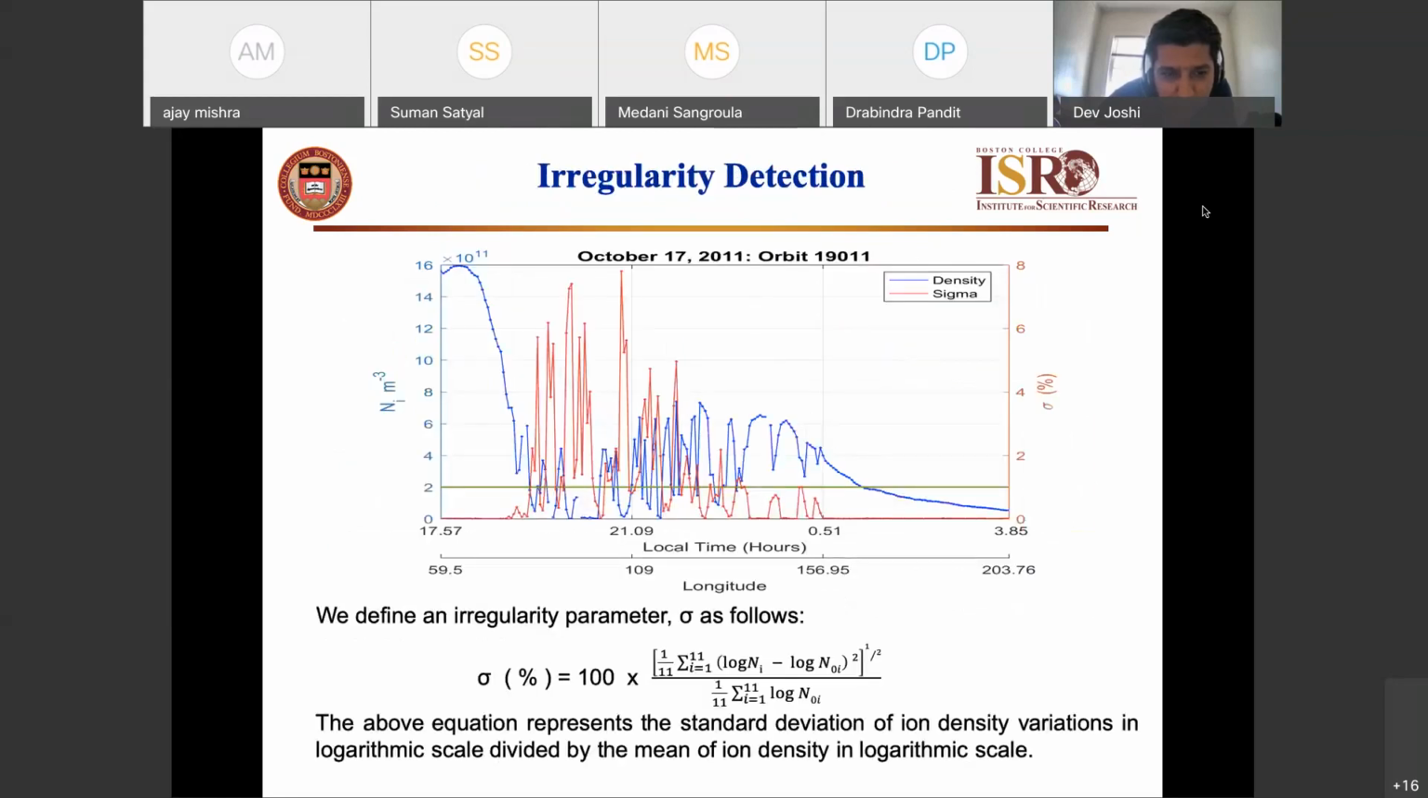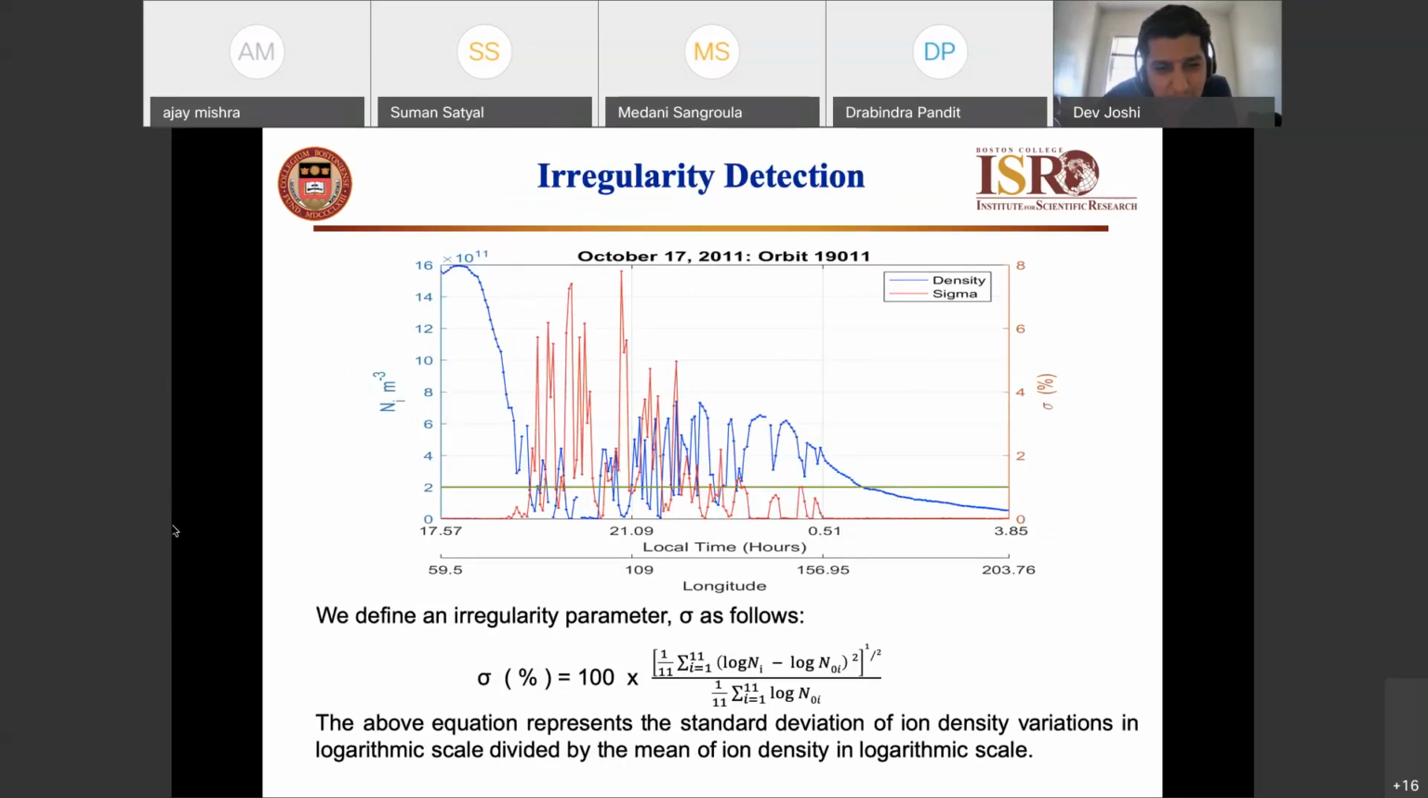To characterize these ionospheric irregularities, we define an irregularity parameter as shown in the mathematical equation here. The equation represents the standard deviation of ion density variations in logarithmic scale divided by the mean of ion density in logarithmic scale. We see in the plot, the blue curve represents ion density, the red curve represents the irregularity parameter.